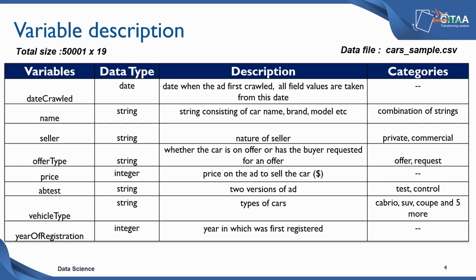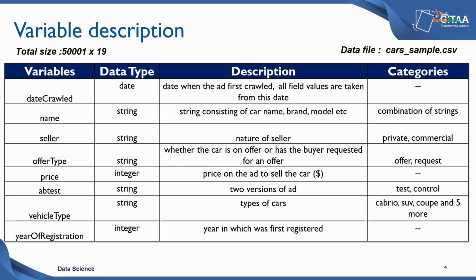You have date crawled, which is of the date data type. It's the date when the ad was first crawled on the website. It has no categories. It's a date data type. Then you have name, which is a string. It consists of the car name, brand, model, and other things. It's a string data type, and it has a combination of strings. Seller tells you the nature of seller. It's again a string. It tells you whether the seller is private or commercial. Offer type is whether the car is on offer or has the buyer requested for an offer. So offer type is an offer or request, again a string variable.